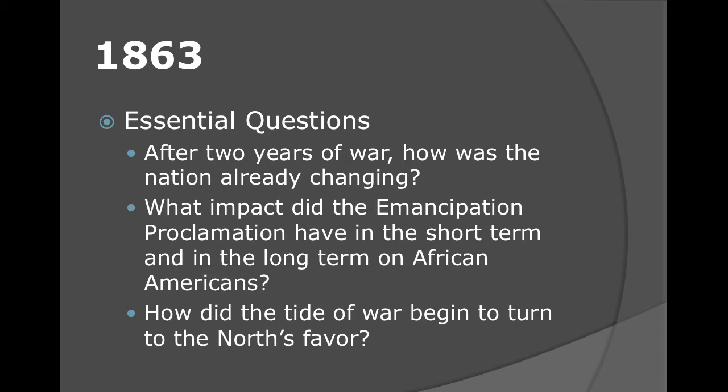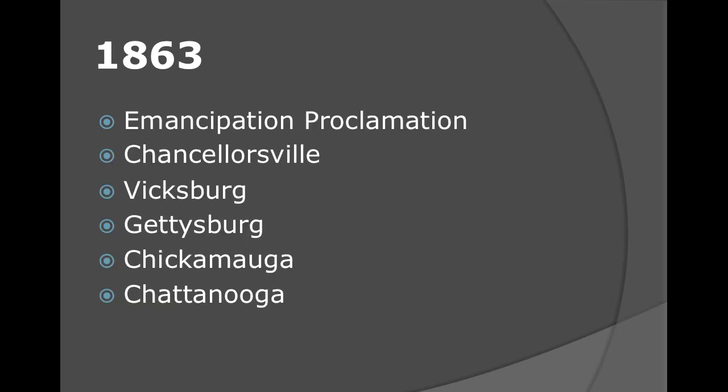So, first, after 2 years of war, how was the nation already changing? What impact did the Emancipation Proclamation have in the short term and in the long term on African Americans? And then lastly, how did the tide of war begin to turn in the North's favor?